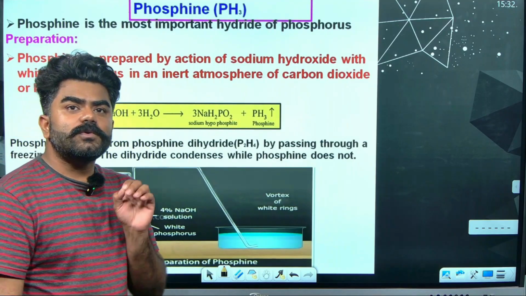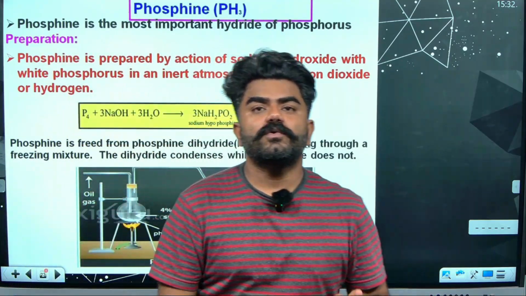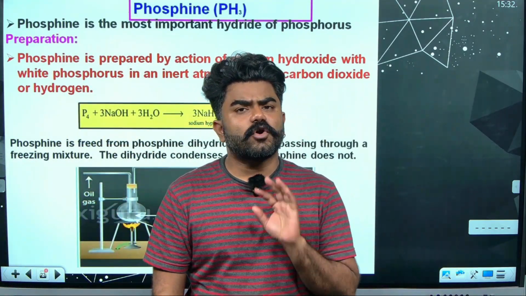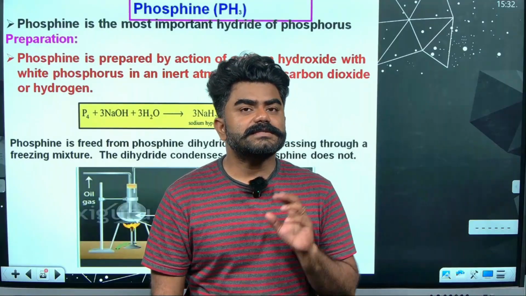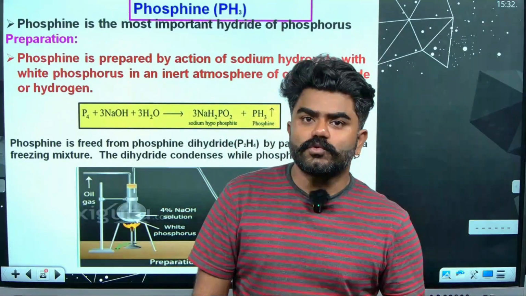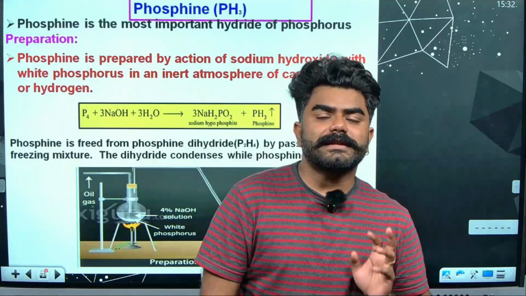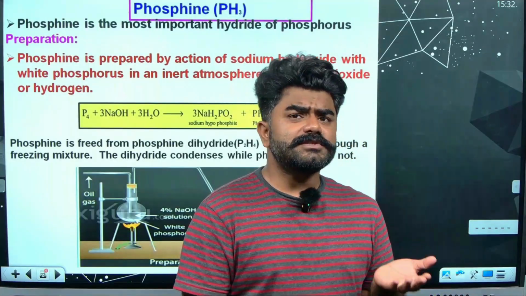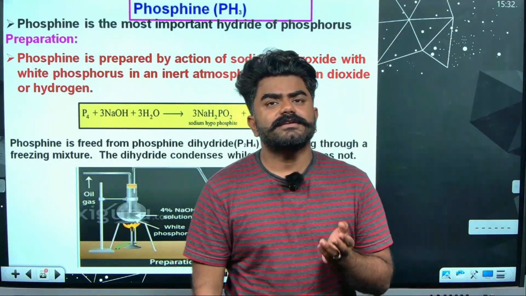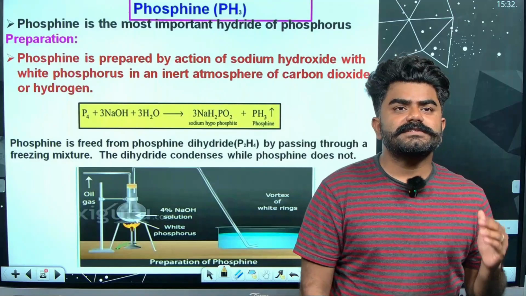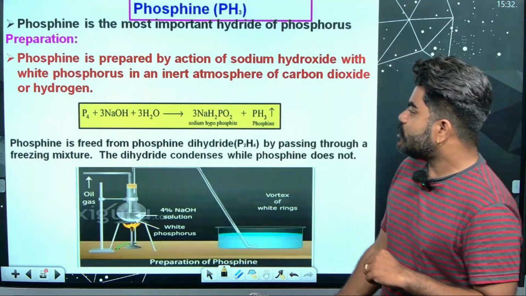Now let's go to a very important compound known as phosphine. It's a compound of phosphorus. It has very important use in chemical industries. Mainly it's used as a reducing agent, right? So we can look at its uses at the last. First, let's see how to prepare it.